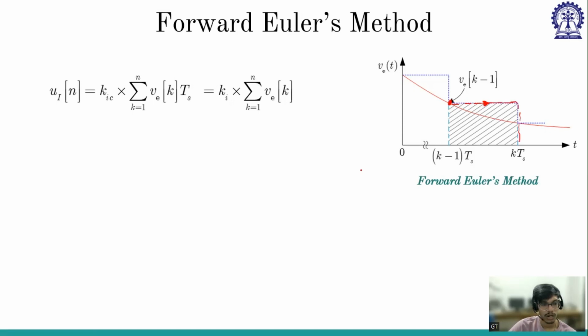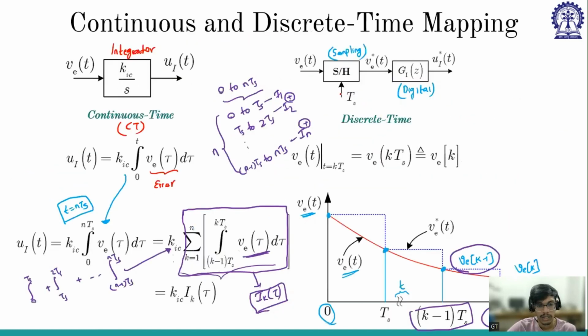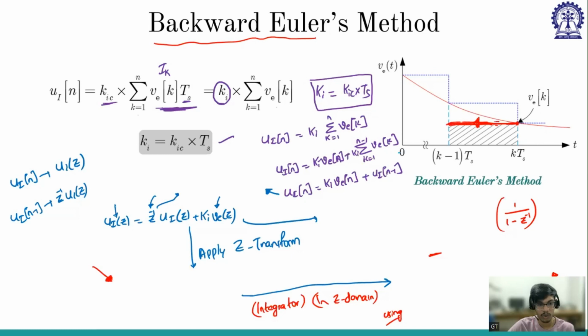What is that blue color dotted line and red color dotted line? Red color is the continuous function, and blue color is discontinuous. So this is the red color. After that, we are sampling it at the interval of Ts. So this is the blue color. So we are taking the samples, and we are holding them.